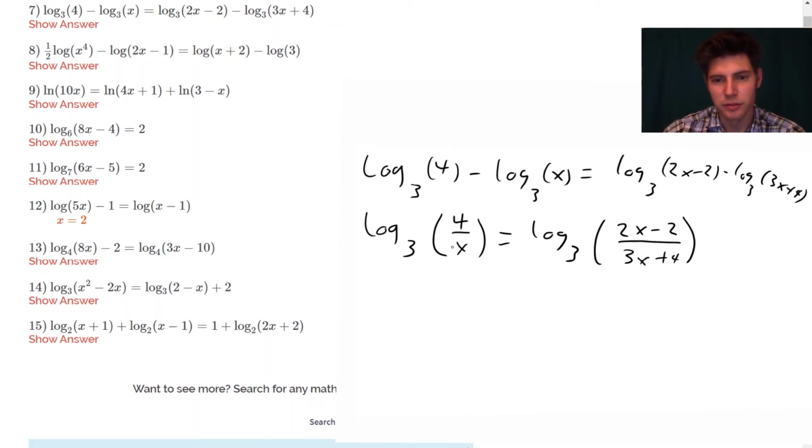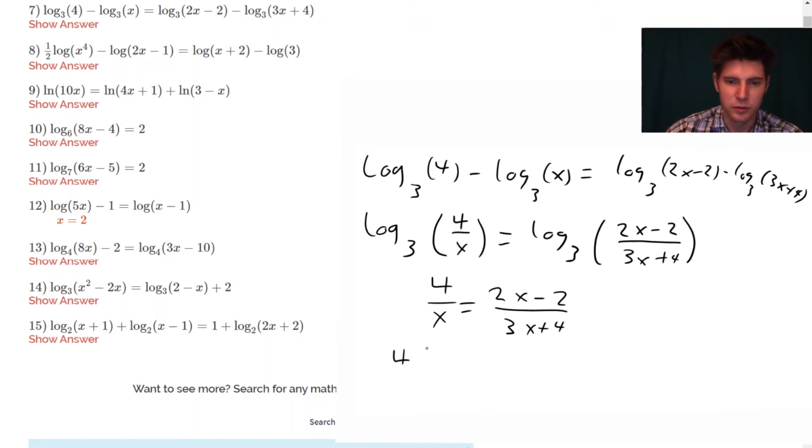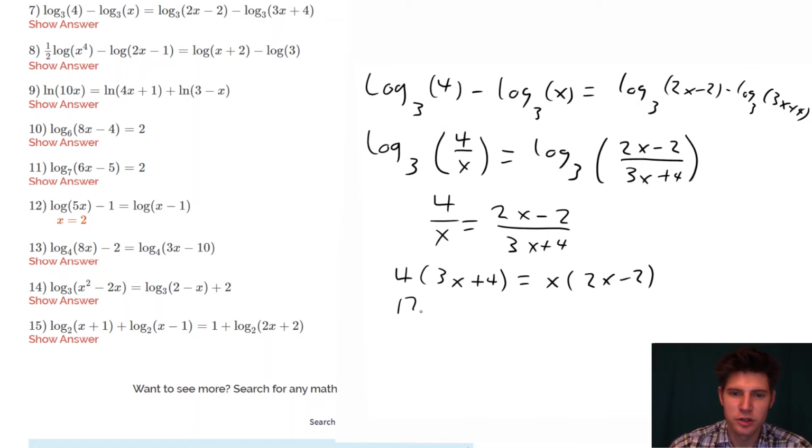Now we can get rid of the logs, because same idea. The only way both sides are going to be equal is if the stuff inside is equal. So we can say 4 over x equals 2x minus 2 over 3x plus 4. Then we're going to cross multiply. So 4 times (3x plus 4) equals x times (2x minus 2). So next I'll distribute. We have 12x plus 16 equals 2x squared minus 2x.